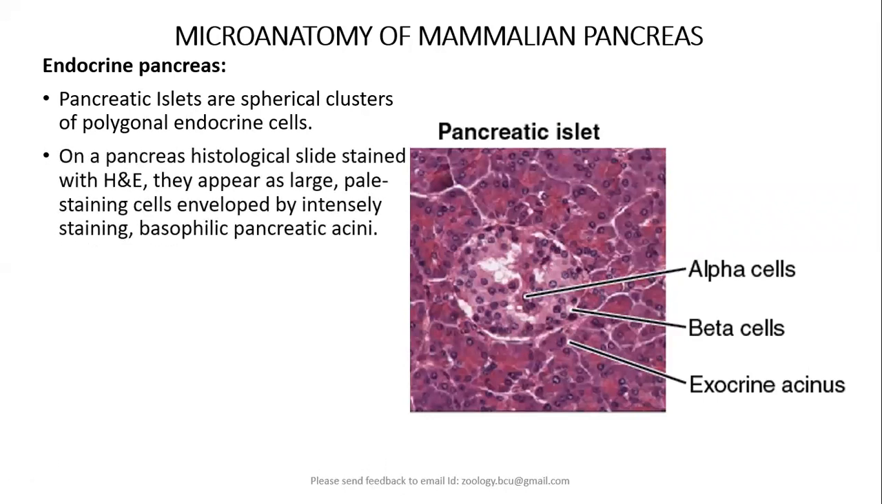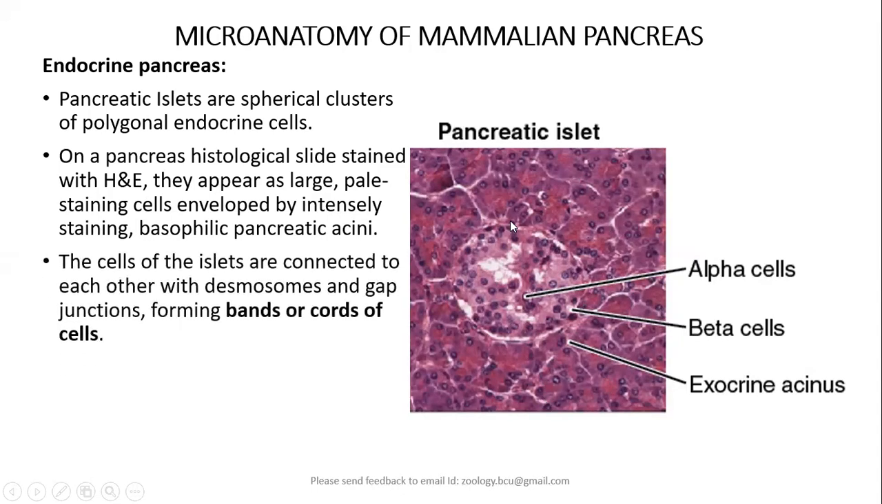So when we go for the usual hematoxylin and eosin stained histological slide of pancreas, we see that the islets of Langerhans appear as large, pale staining cells. They are a little light in color and the cells are larger than the acinar cells. And they are also enveloped by intensely stained, as you see here, basophilic pancreatic acini.